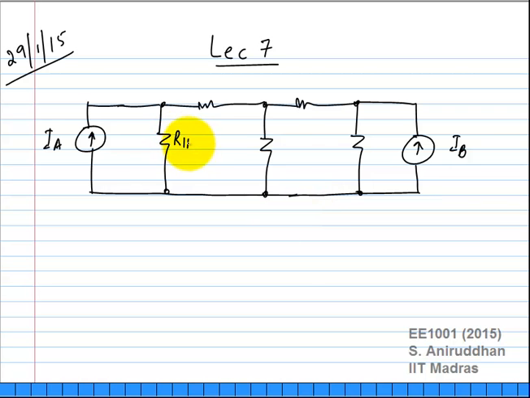So this we called R11, R22, R33, R12, R23. So this was node 1, node 2, node 3 and node 4, right? So this circuit has 4 nodes. As always, there are only 3 independent nodes for which you need to find out the voltages, right?